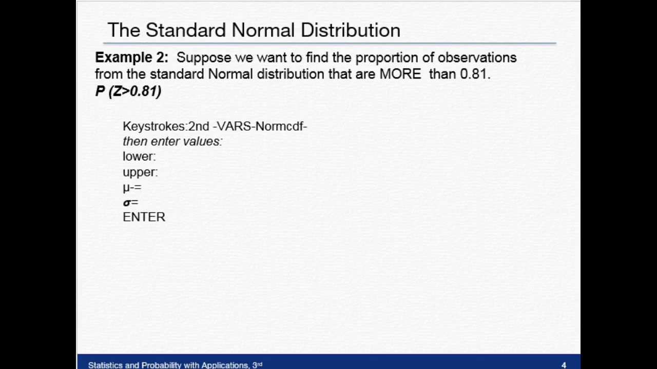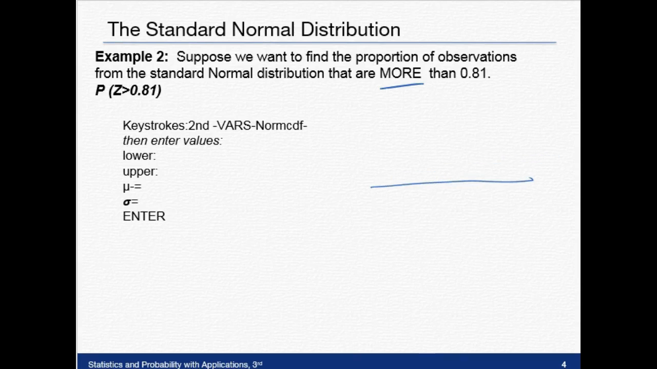All right, and number 2, we want to find the proportion of observations from the standard normal distribution that are more than 0.81. So we draw our curve, draw the standard normal curve. Remember, the 0 is in the center. And if it's positive 0.81, then it's to the right of 0. But since it says greater than this time, I'm going to shade to the right.